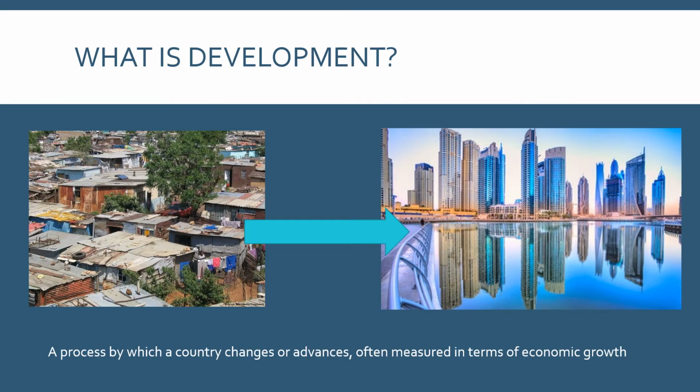Economic development is usually considered to be the process by which a country changes or advances, and often that is measured in terms of economic growth. So how fast is a country growing? How is it moving from, let's say, poverty into wealth, or from a less developed economy where there isn't a lot of wealth in the country to a more developed economy?